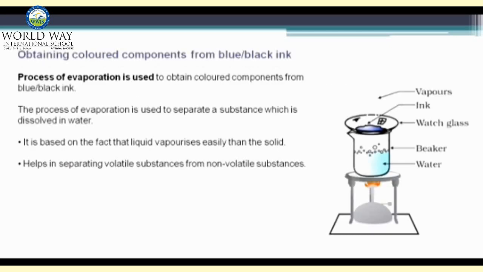Now we will understand how we can obtain colored components from blue or black ink using the method of evaporation. The evaporation process is used to obtain colored components from ink. This process is used to separate a substance which can be dissolved in water easily. The liquid vaporizes easily in comparison to solid while heating, and heating helps us to separate the volatile substances from the non-volatile ones. The volatile substances are those which can vaporize easily.